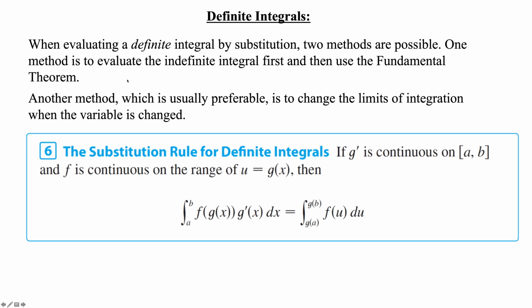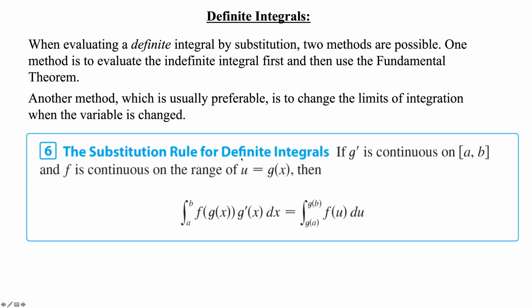Definite integrals. When evaluating a definite integral by substitution, two methods are possible. One method is to evaluate the indefinite integral first and then use the fundamental theorem. Another method, which is usually preferable because it cuts down on the work, is to change the limits of integration to the variable that you're changing it to.